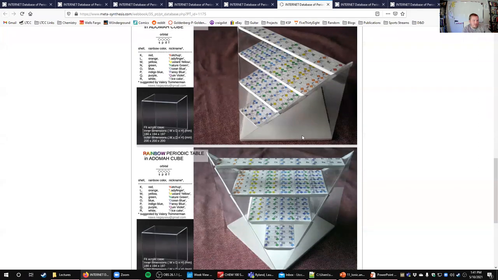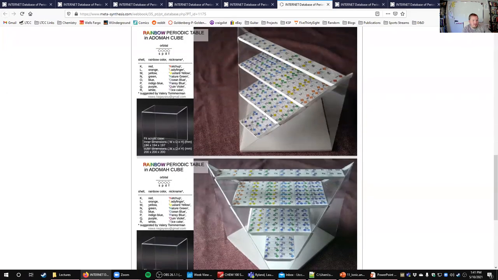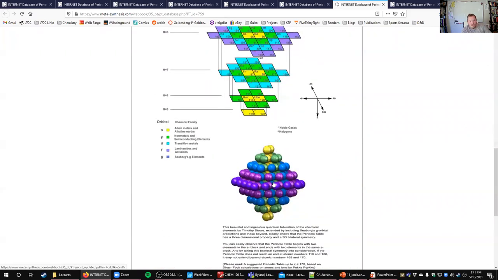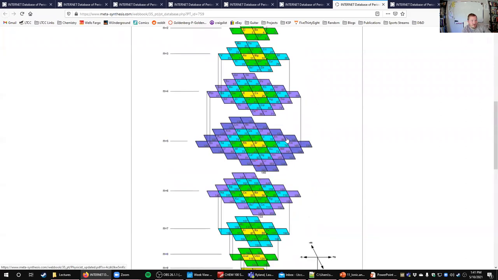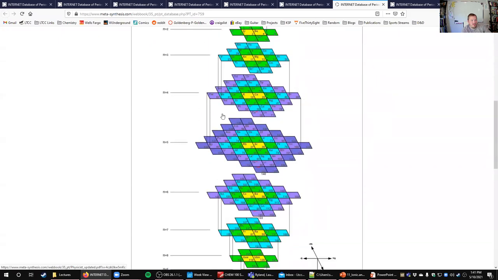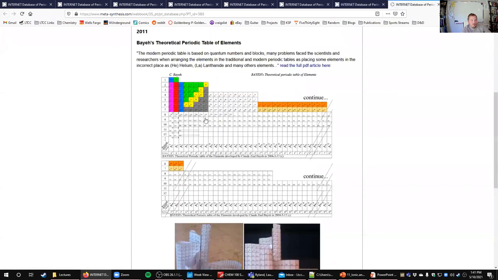There's a color-coded version of that tetrahedral shape. Again, physicists have played around modeling it in computer simulations where you can stack things up. You would start at the top and work your way down to make this sort of pyramid shape.